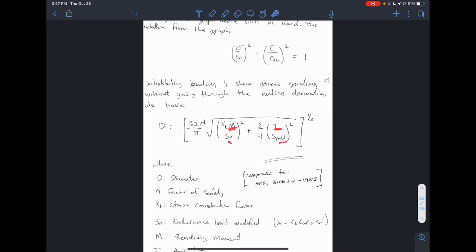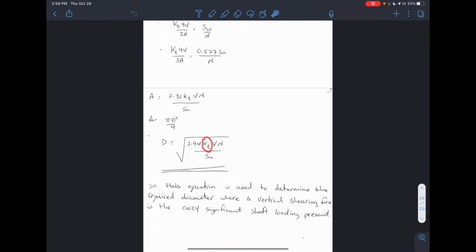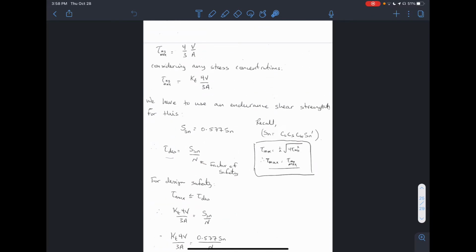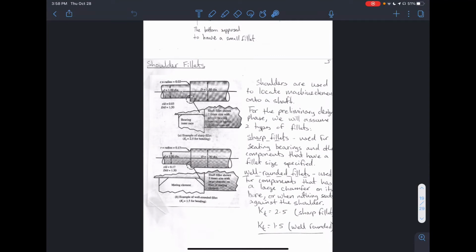We have sigma yield, we have Sn, energy factor, safety. So what we're missing right now is Kt, that's our stress concentration value. And we could recall these preliminary stress concentration values were obtained for, for example, where the bearings have to sit and where components have to sit. Where the bearing has to sit, we would say there's a Kt of 2.5 because there's a sharp fillet. If we have a component, an element, we could say here it's a well-rounded fillet, which is 1.5.